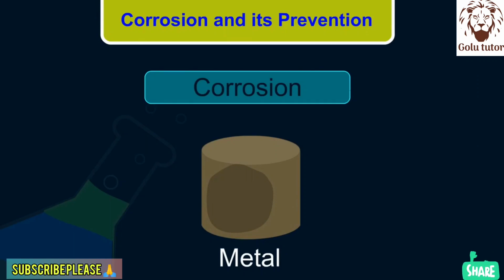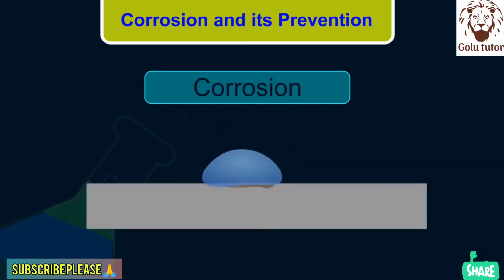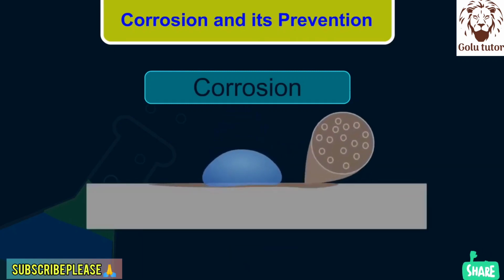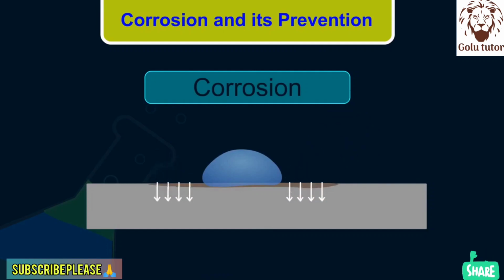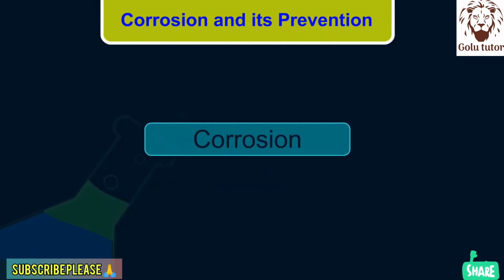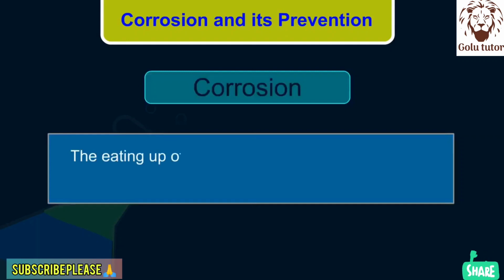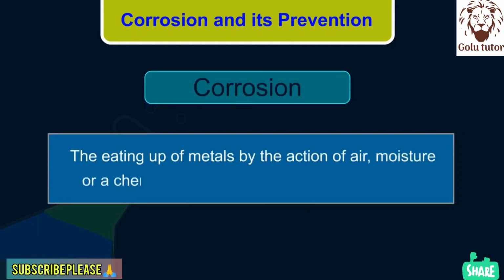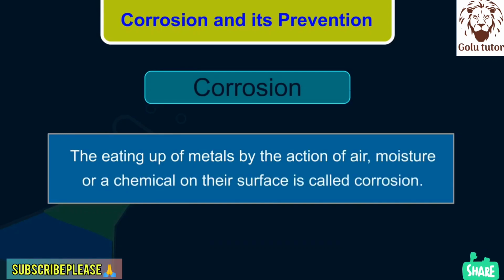In some metals like iron, these compounds are porous and gradually fall off from the surface, and then the metal underneath the surface is also attacked by these factors. So, what did you understand about corrosion? The eating up of metals by the action of air, moisture, or a chemical on their surface is called corrosion.